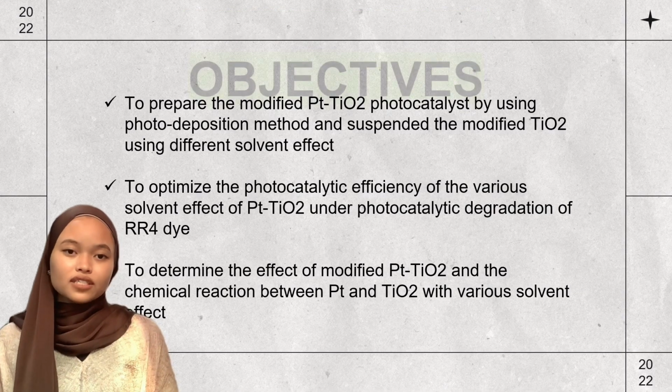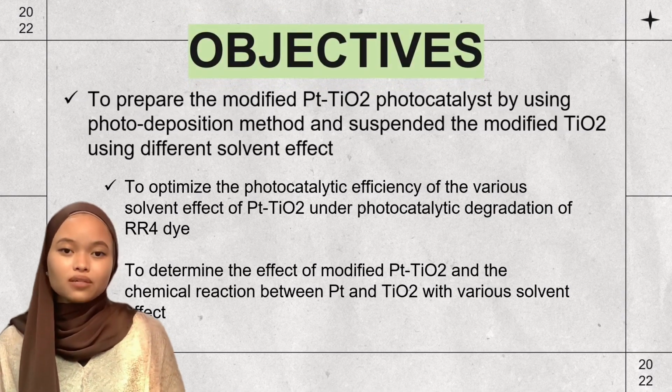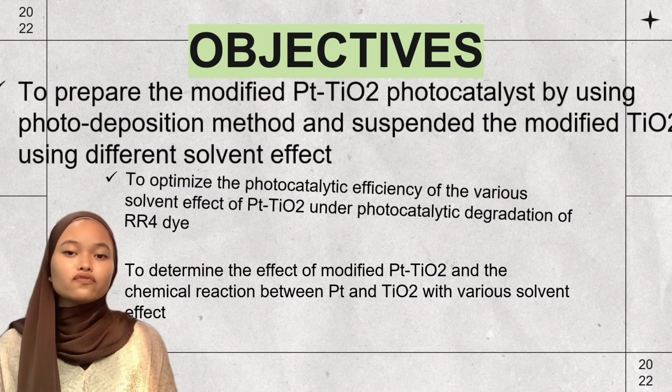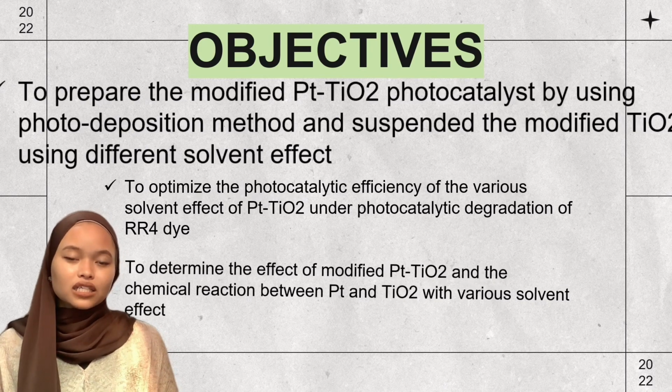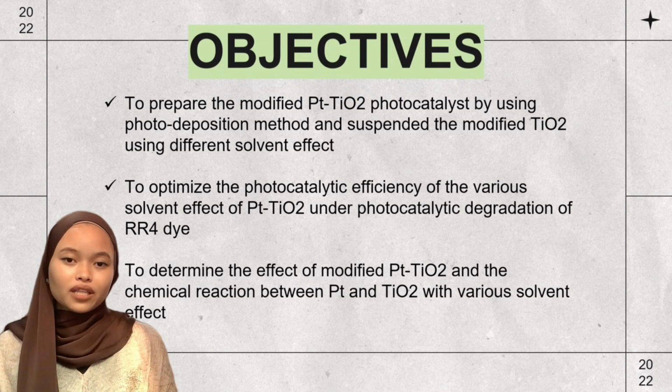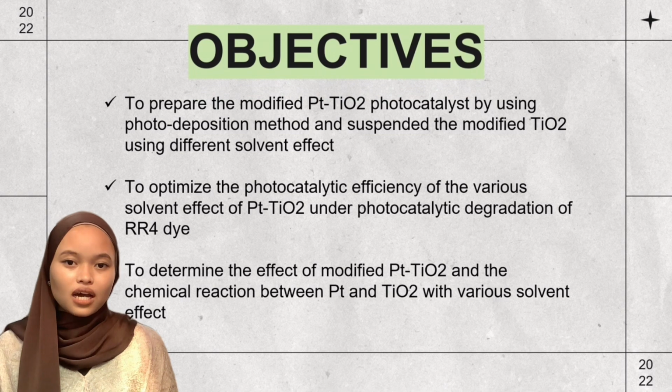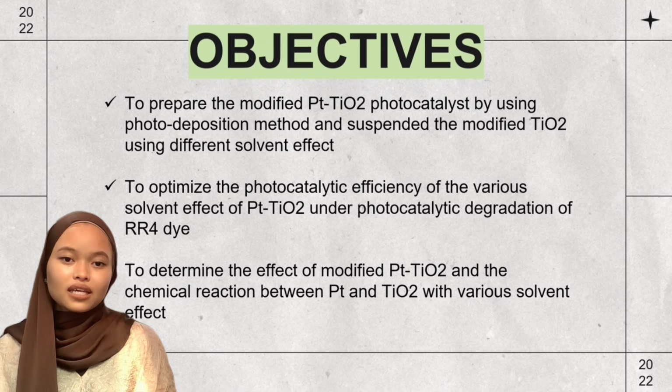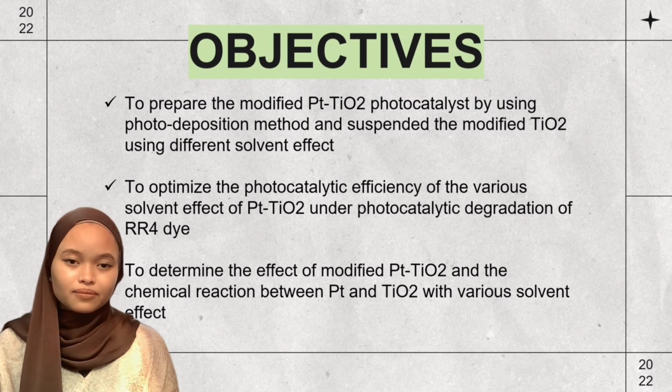The objective of this study is, firstly, to prepare the modified platinum TiO2 photocatalyst by using the photodeposition method applied under different solvent effect. Secondly, to determine the optimum condition of platinum TiO2 at various solvent with photocatalytic efficiency under photocatalytic degradation of Reactive Red 4 dye. Lastly, to determine the effect of modified platinum TiO2 and the chemical reaction between platinum and TiO2 with various solvent effect.